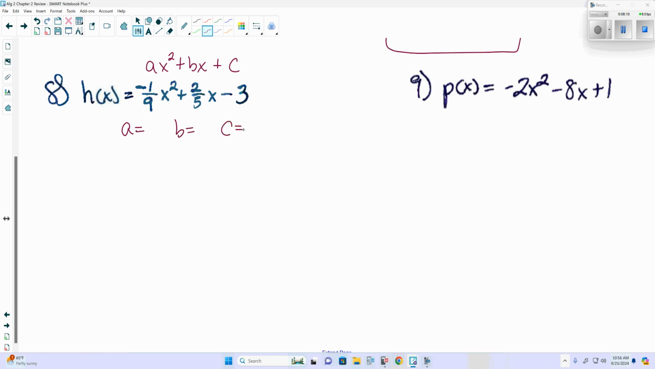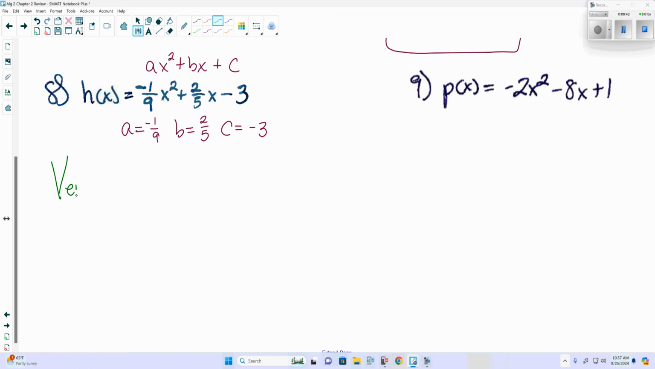So doing this here, it's going to be helpful to know what is the value of a, b, and c. A is going to be the number in front of x squared, which in our case is negative 1/9. The number in front of x is our b, 2/5, and c is our number without a variable, negative 3. The values of a, b, and c will not have a variable because it's ax squared. A is the number in front of x squared, bx. B is the number in front of x, and c is the number by itself.